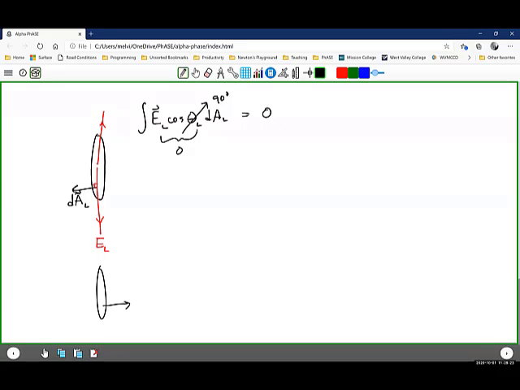And the same is true for the right cap. The right cap, the area vector is pointing away. The electric field is also perpendicular to that area differential. And so for that right cap, E_R cosine theta_R dA_R, well, again, this evaluates to 0. This is 0.